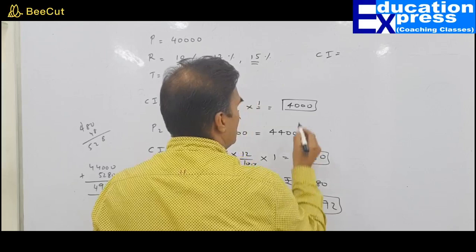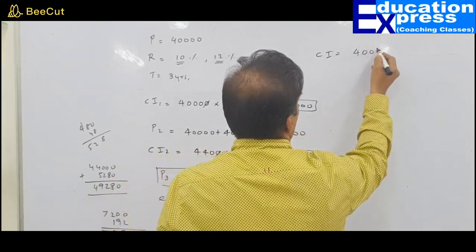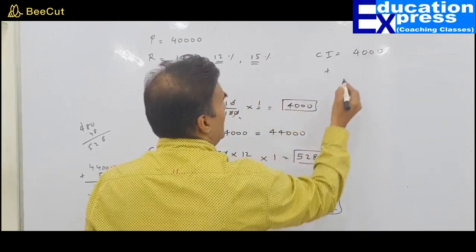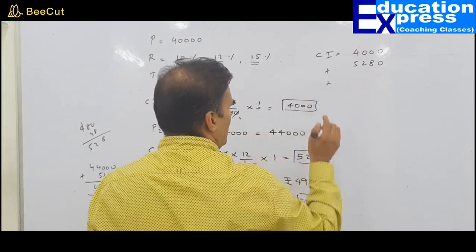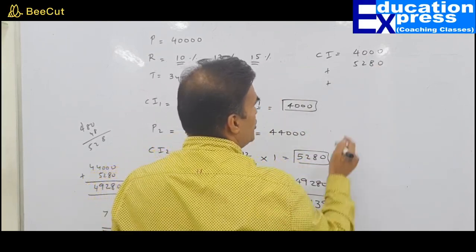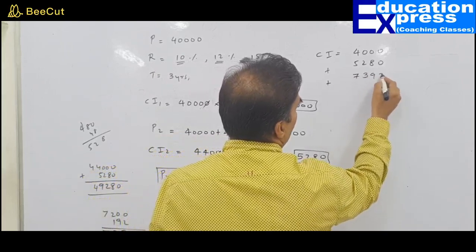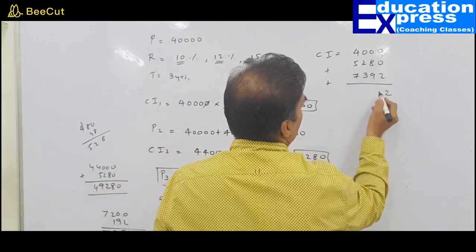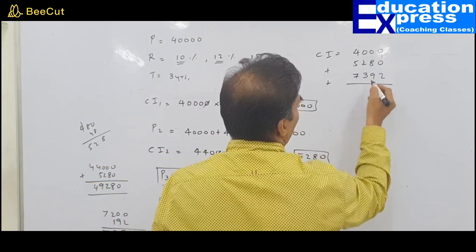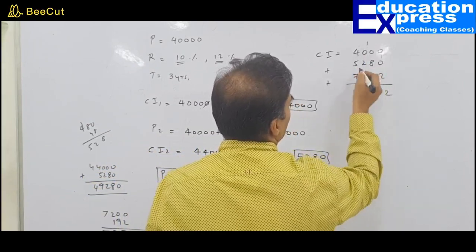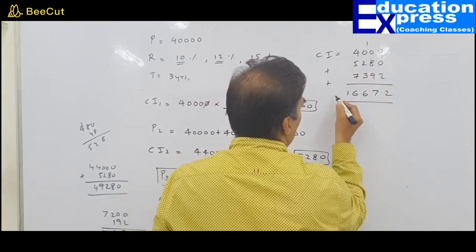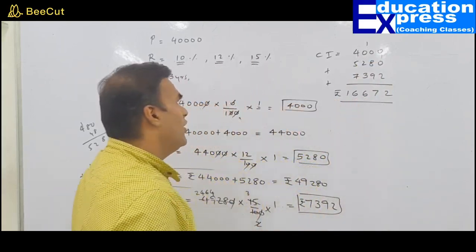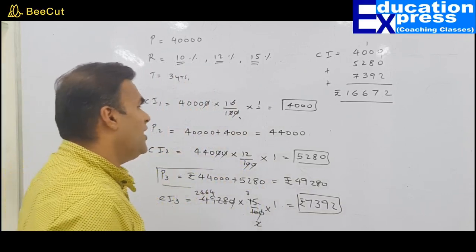So if someone asks you what is the total amount of compound interest that you have earned during the last 3 years, my answer would be: first year it is 4,000, second year it is 5,280, and third year it is 7,392. Take the total. So this is the total amount of interest that you have earned during the 3 years.